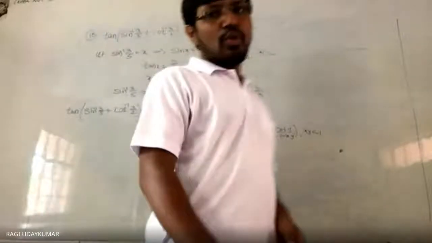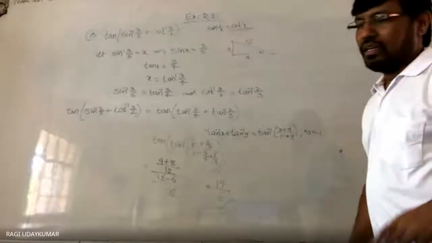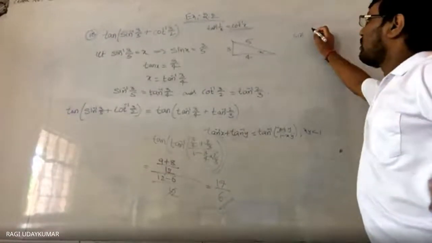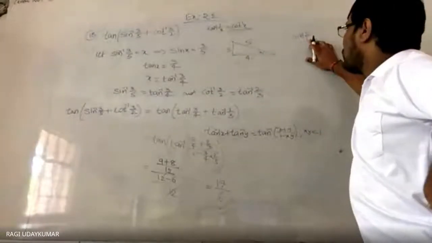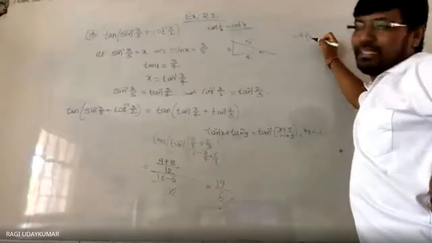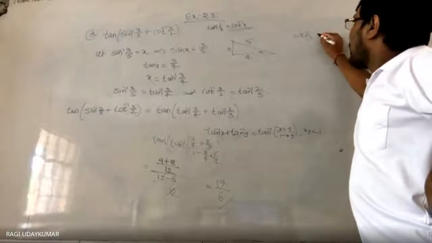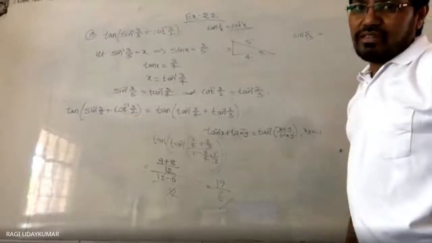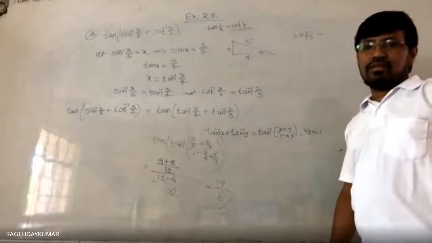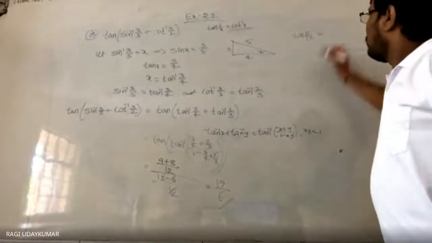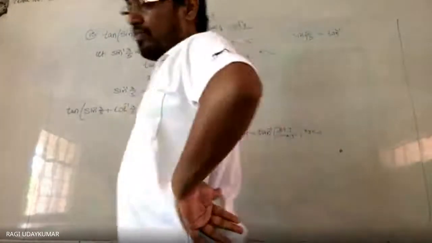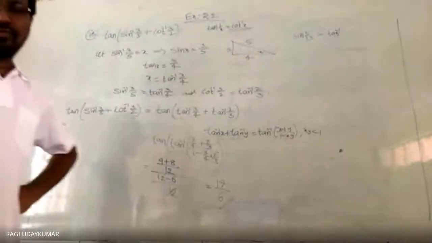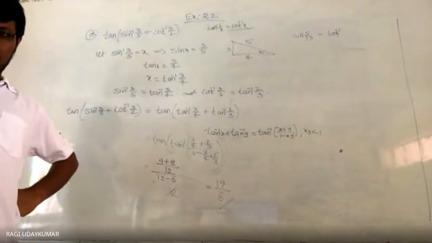So let me ask one small question to you all. Suppose I give you sin inverse of 5 by 13. Sorry, 5 by 13, sin inverse of 5 by 13. Can you tell me what is its tan inverse? Can anyone tell this sin inverse in the form of tan? Wait, I'm finding out.